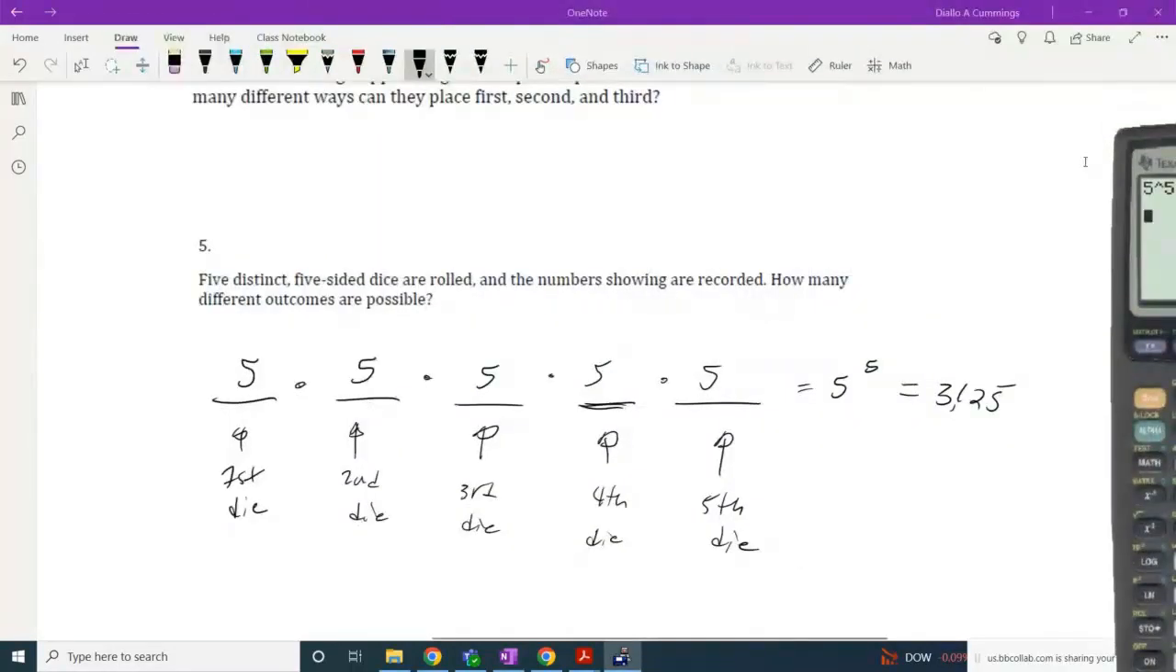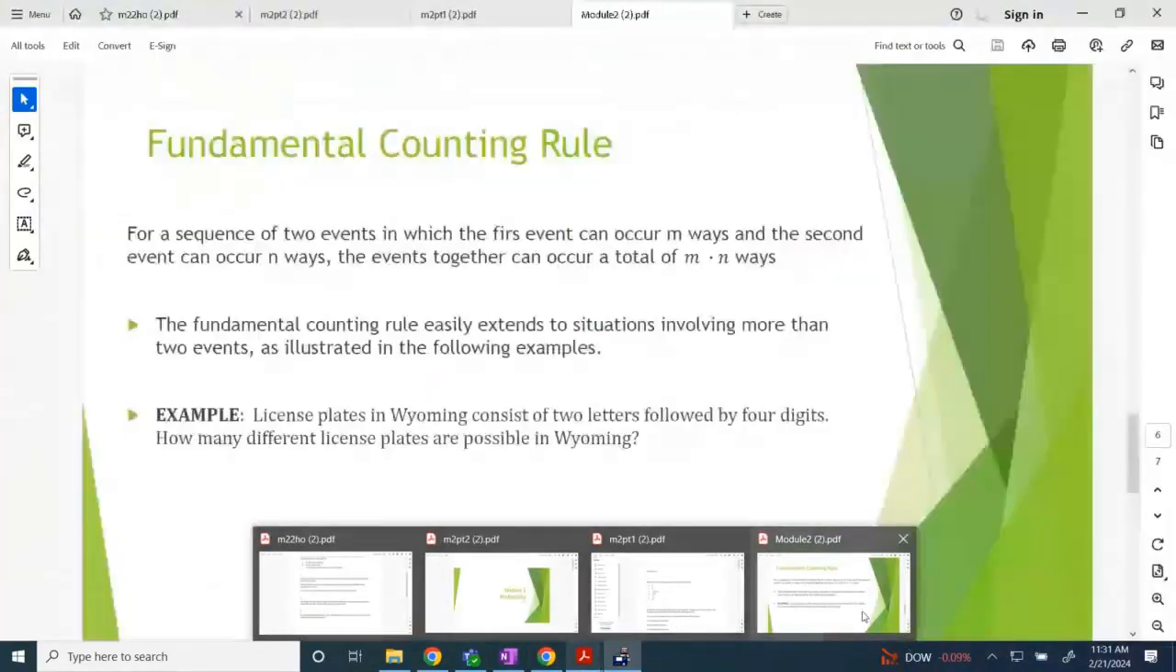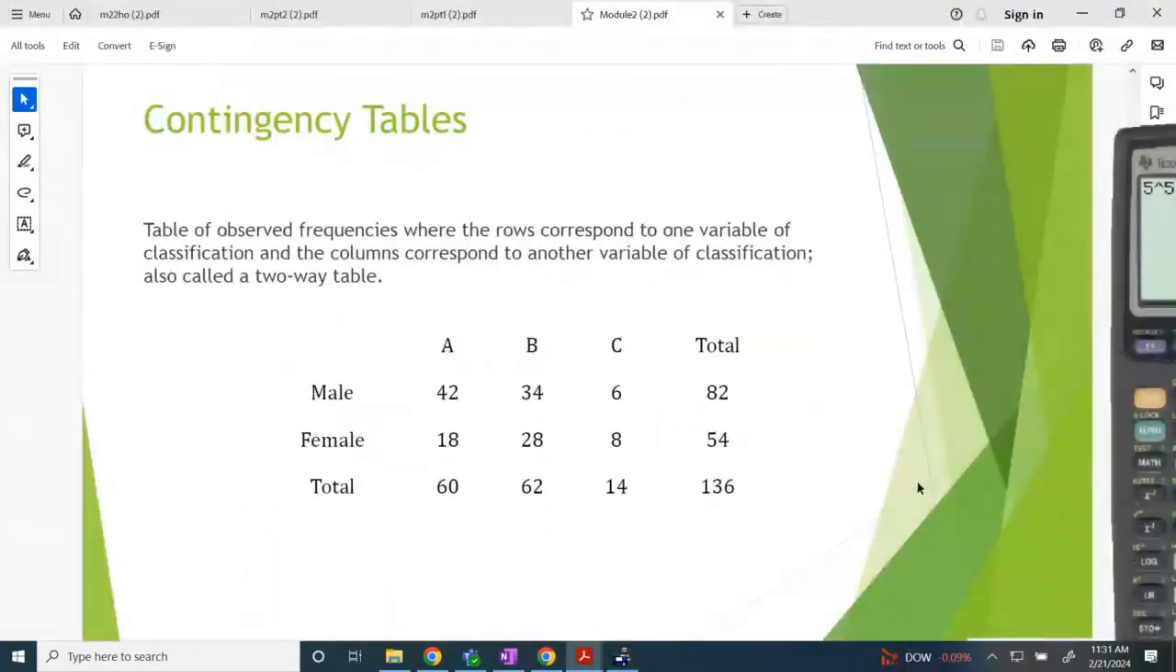All right. So now let's look at the contingency table. Still in part 1, okay. So now a contingency table is a table of observed frequencies where the rows correspond to one variable classification and the columns correspond to another variable of classification. This is also called a two-way table.